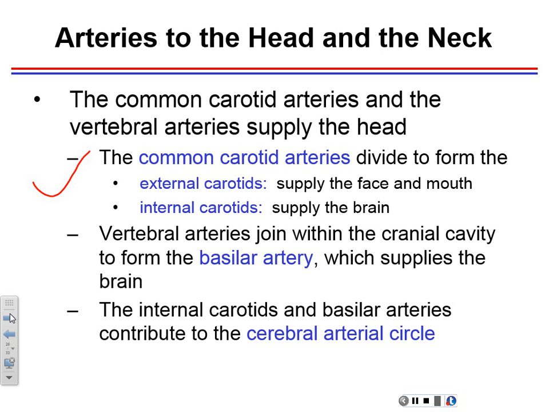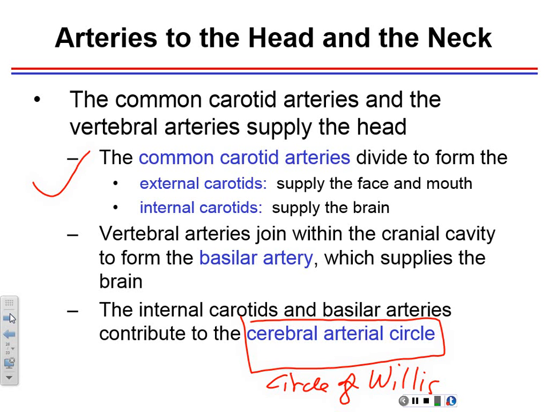So the basilar artery will then form what we call the circle of Willis, which is at the junction of the internal carotids coming in, and they'll form a circle under the brain to spread blood throughout. Okay, it's a very neat network. And I'll show you the cerebral arterial circle, sometimes called the circle of Willis. Cerebral arterial circle because it's under the cerebrum.